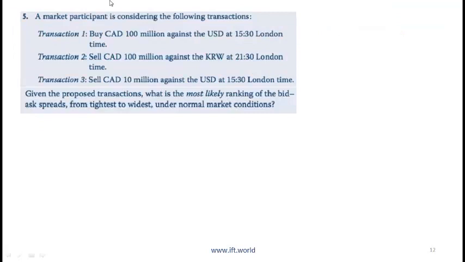And now the last question from example one. So we are given the following transactions. Transaction one, buy Canadian dollars against the US dollar at 15:30 London time. Now the significance of this time is that this is a time when both the London market and the New York FX market are open. So a lot of trading. So you need to understand your basic time zones to understand when the major markets are open. And if you look at your curriculum, there is a small exhibit in section 2 which shows you when major markets are open. The major markets being Tokyo, London and New York. So this is a large transaction at a very active time.